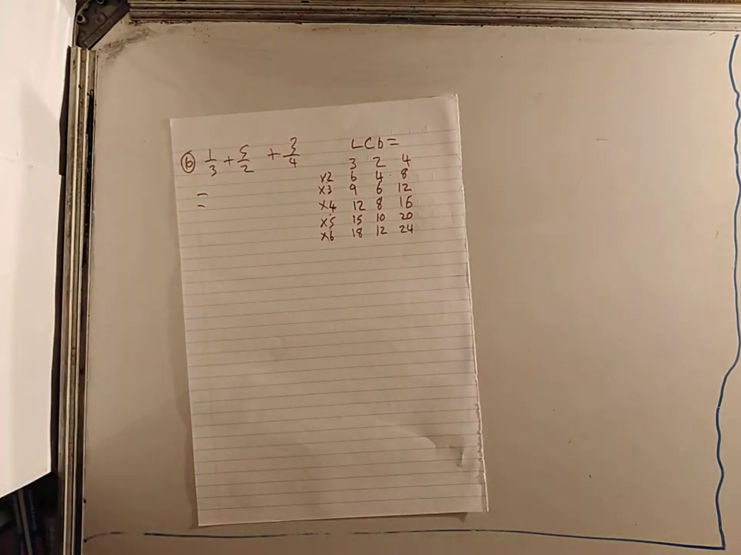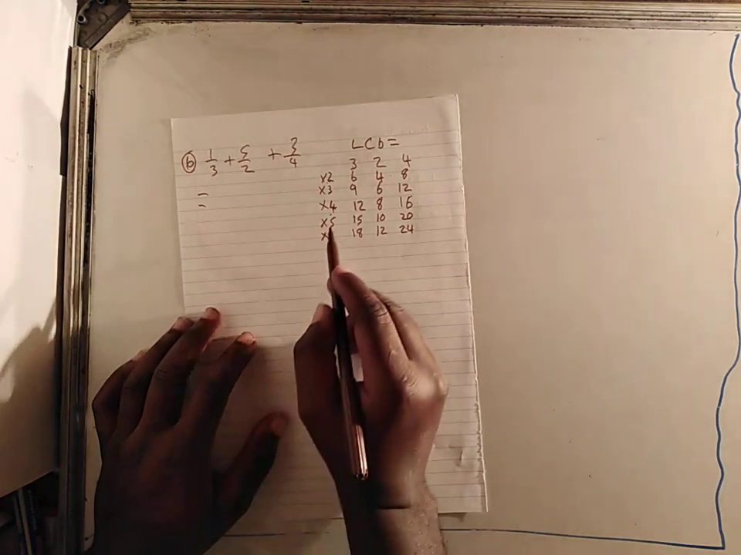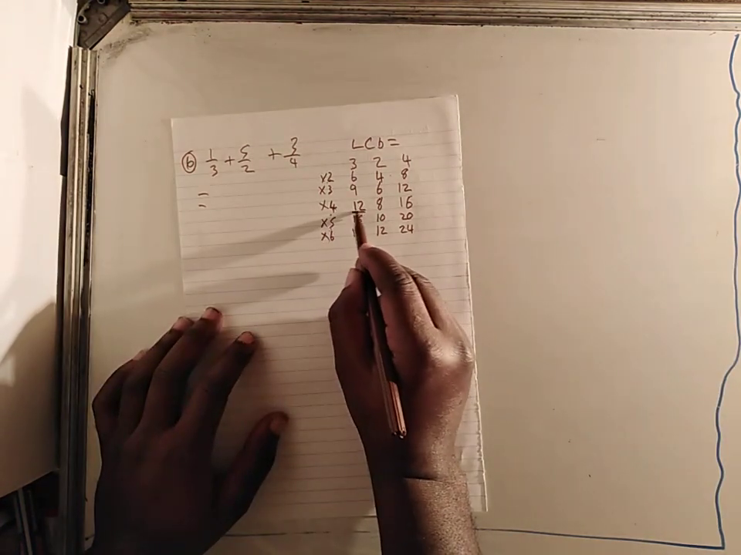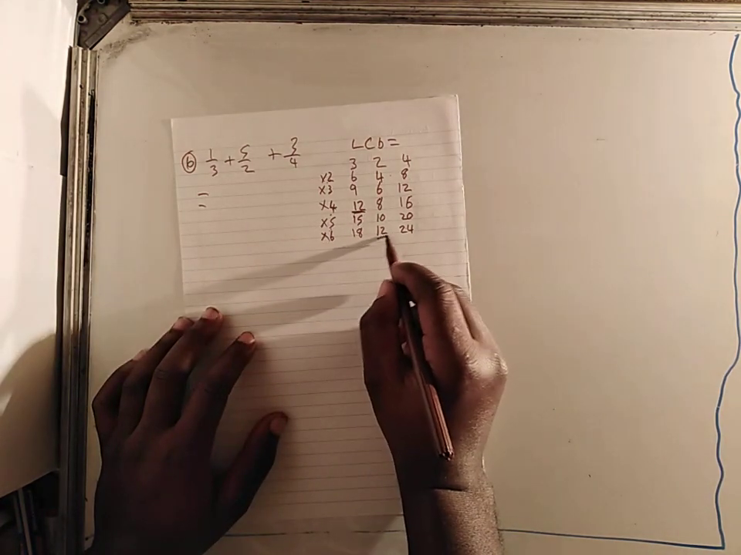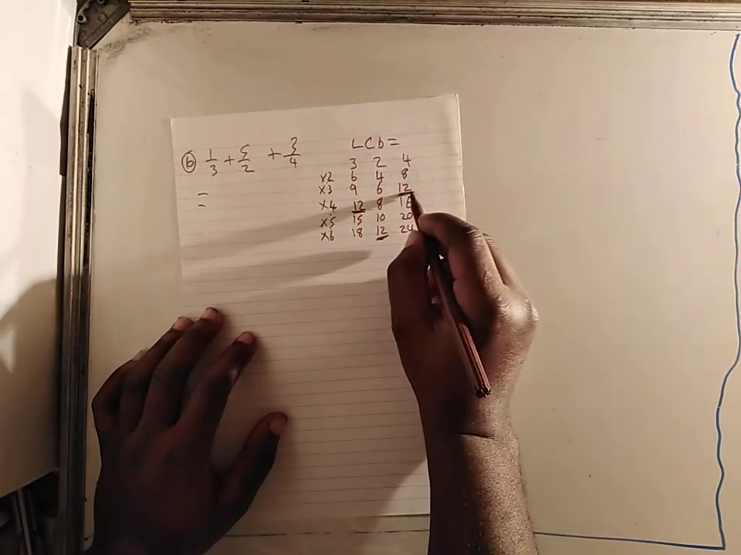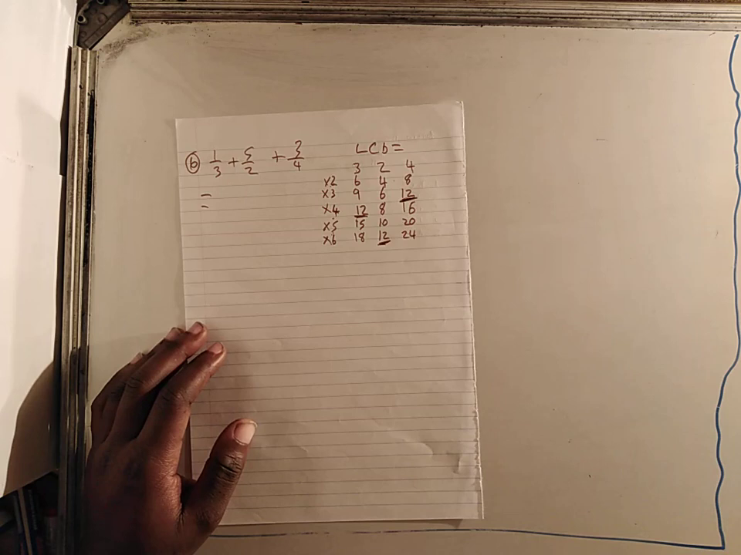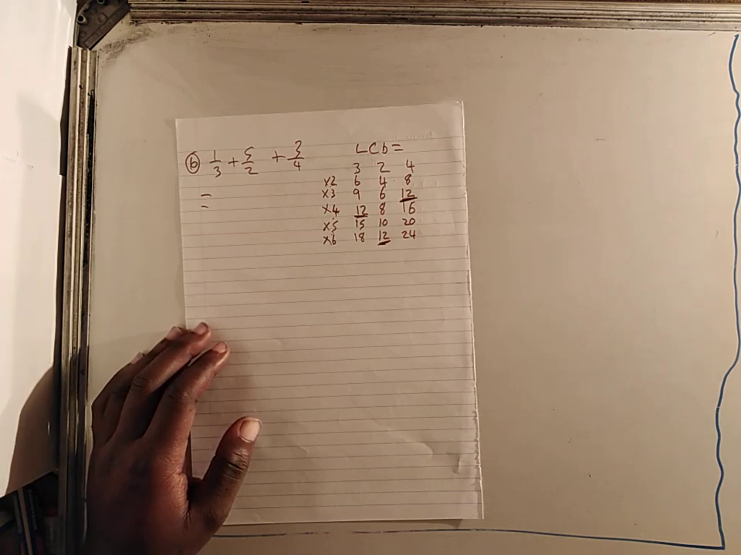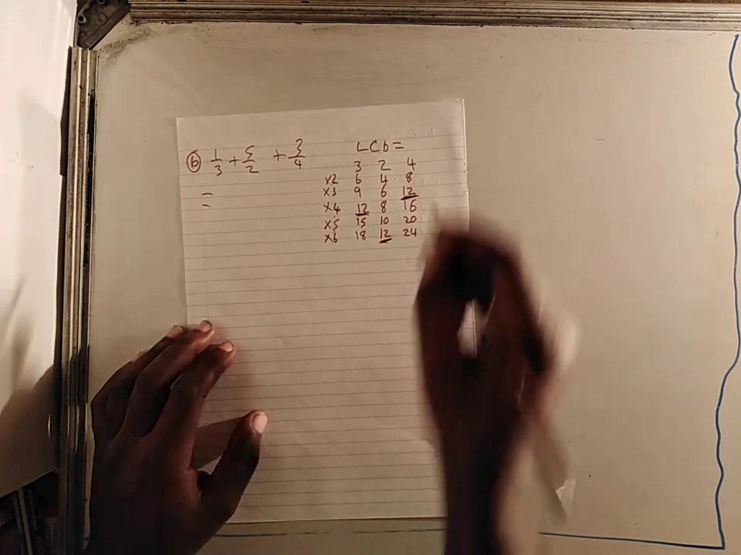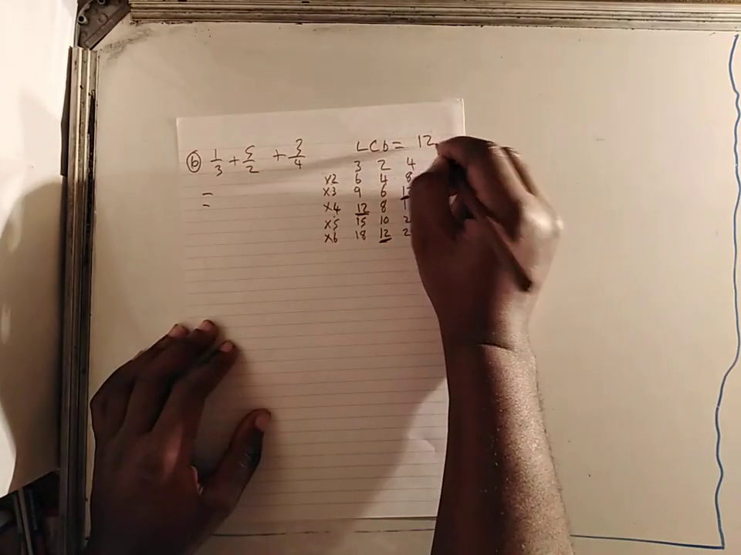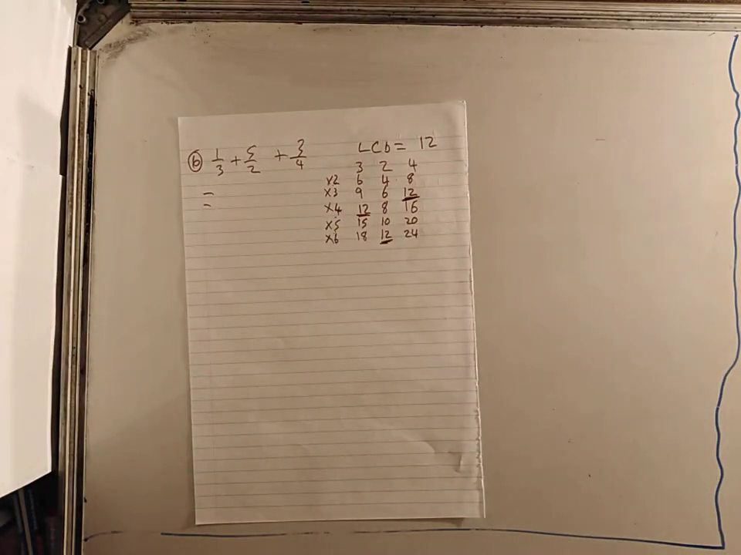Guys, can you see something? There's something interesting here. I have got 12 here. I have got 12 here. I have got 12 here. So our LCD is equal to what? Is equal to 12. So the point I'm trying to make here is that sometimes it's easy to find an LCD, sometimes it's not easy.